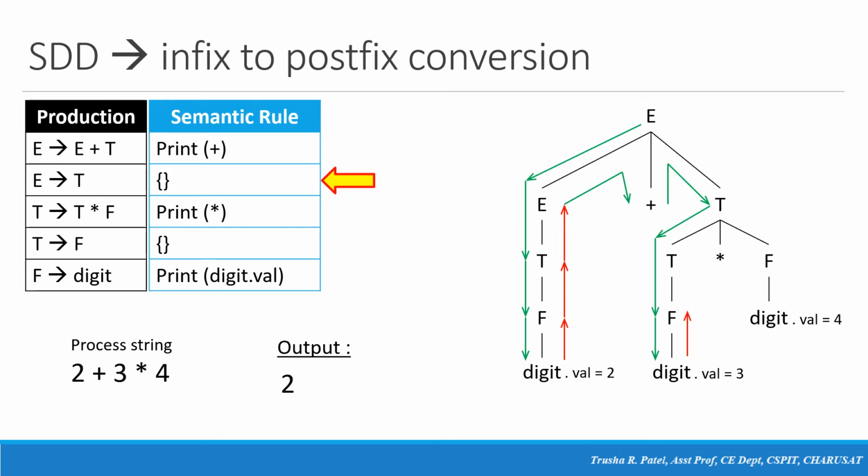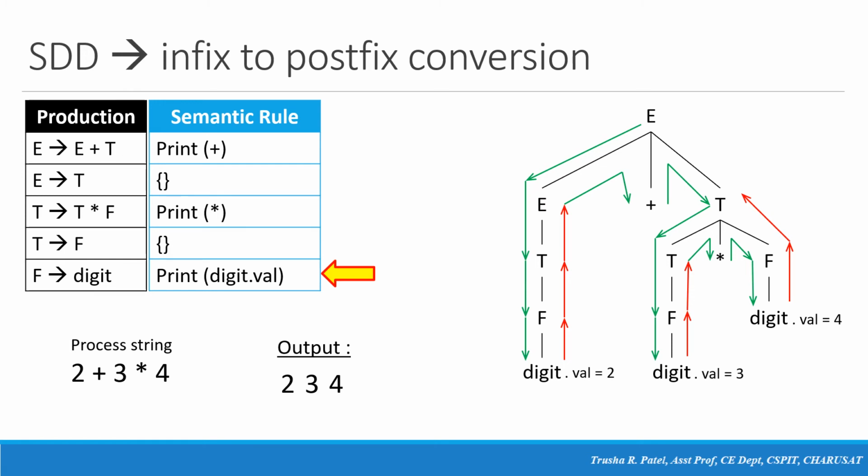Next again digit to F, so it will perform a rule, that is print the value of digit, so it will print 3. F to T, there is no rule, so no action will be taken. Then T to multiplication, multiplication to F and F to digit, all are derivation steps, so no action needs to be taken. Again digit to F, so follow the rule to print the digit, so print 4.